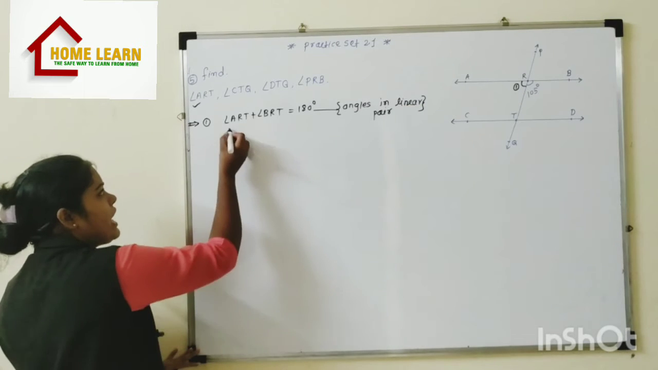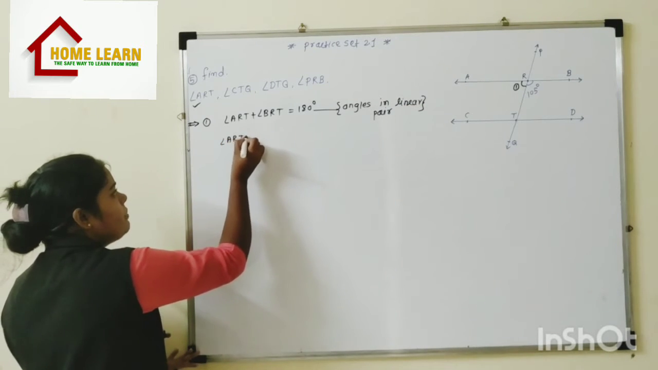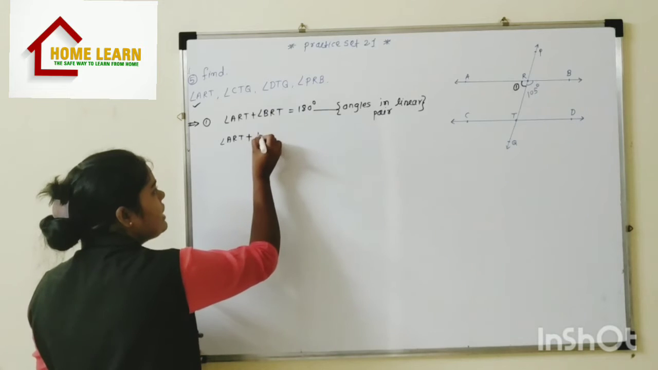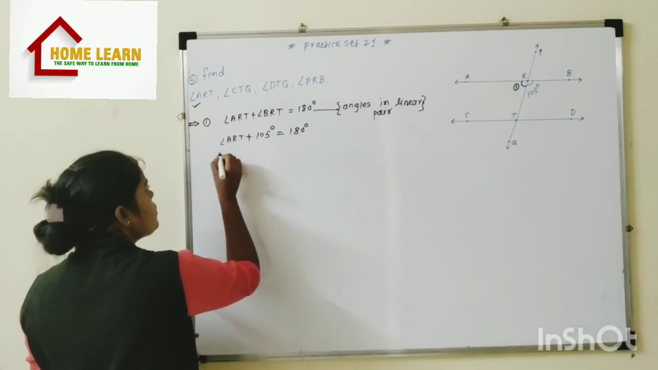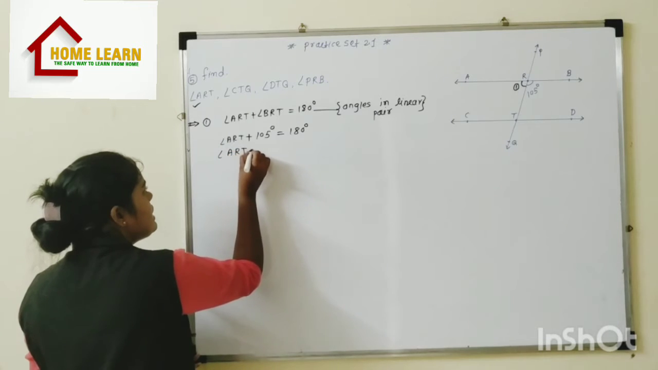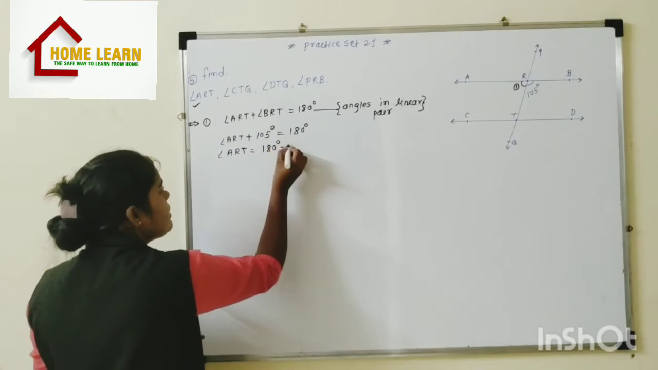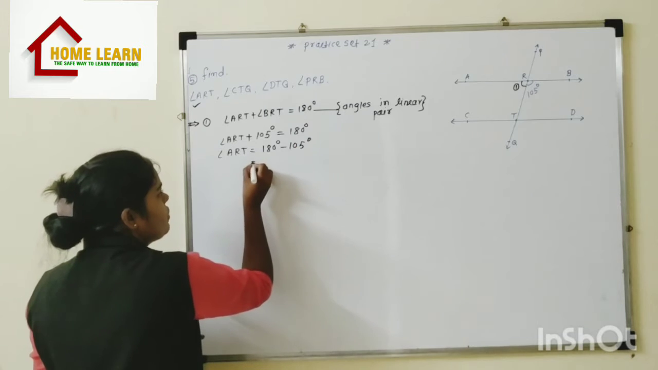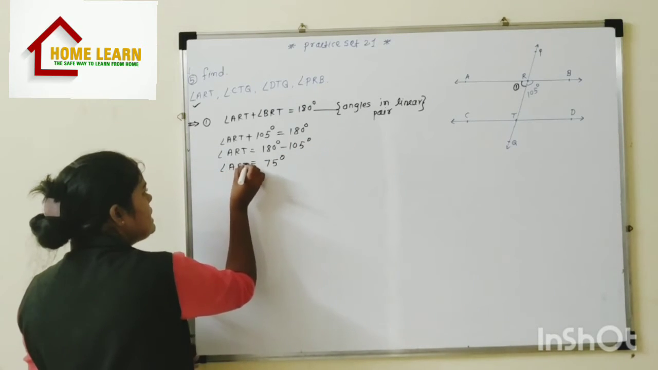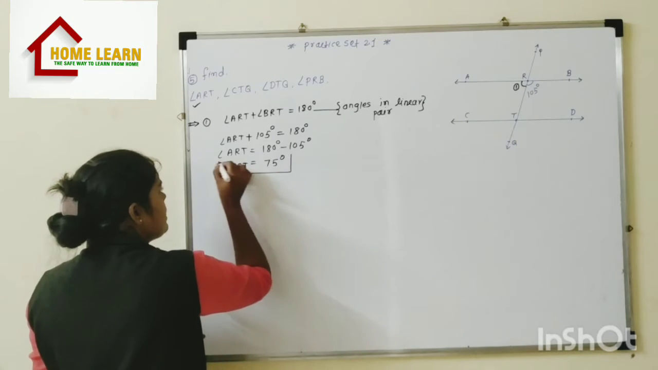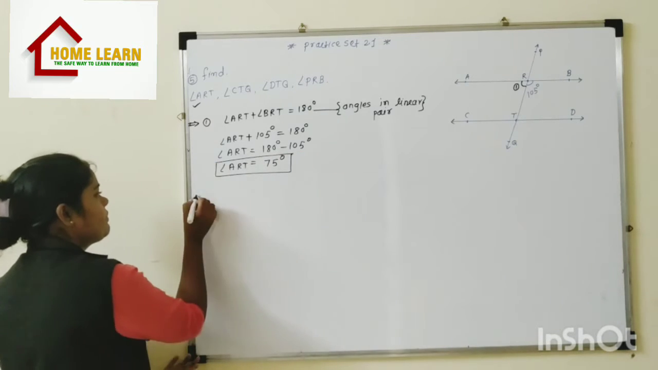Okay, so angle ART plus angle BRT, which is given as 105 degrees, is equal to 180 degrees. So angle ART is equal to 180 degrees minus 105 degrees, which is equal to 75 degrees. So we can easily find angle ART as 75 degrees.